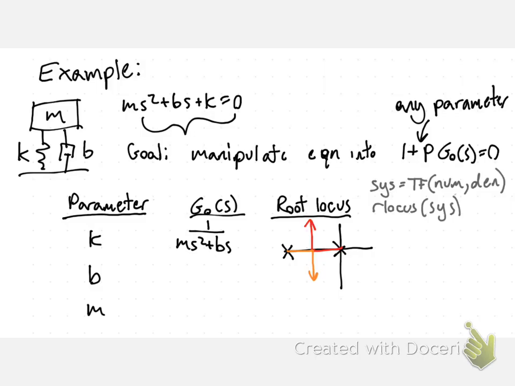So now I want you to go through, find the open loop transfer functions for if we're manipulating with b, and if we're manipulating with m. I'm going to go ahead and redraw this root locus so it's a little bit smaller.